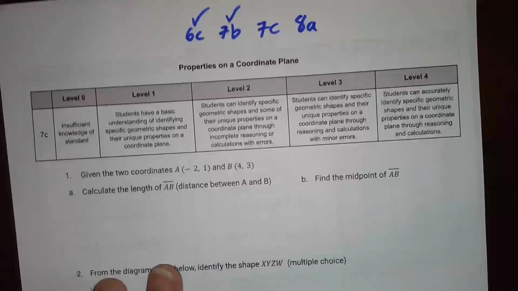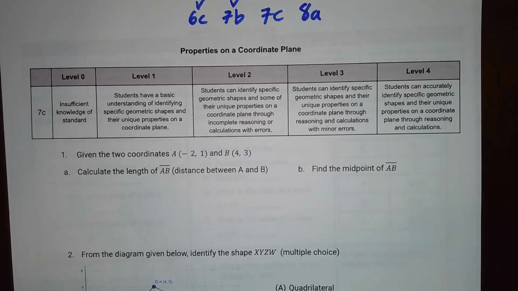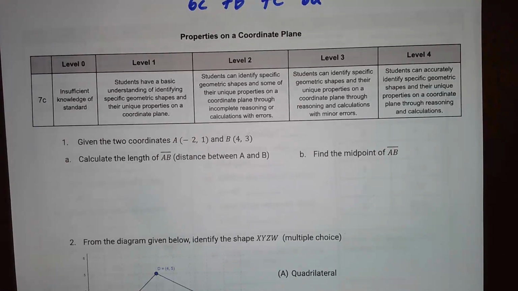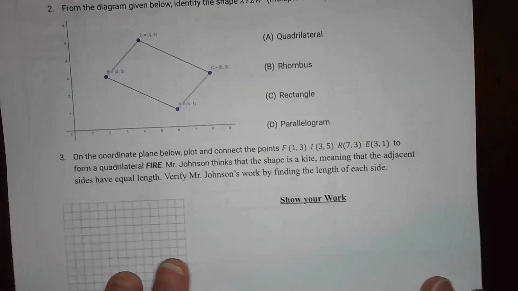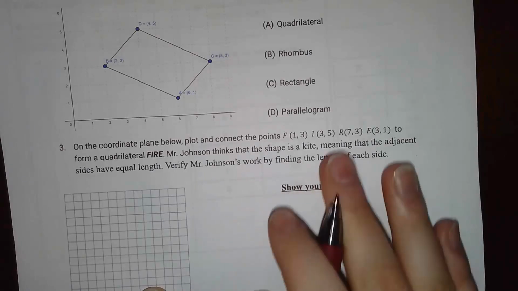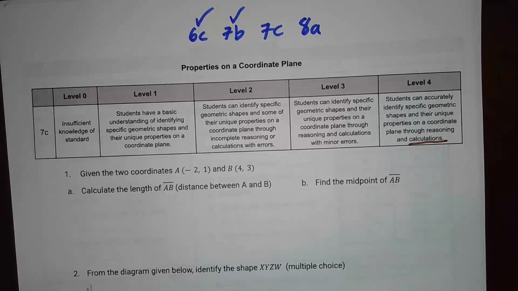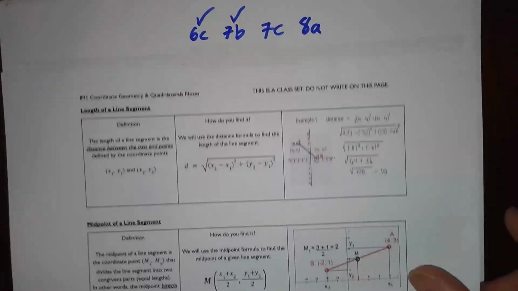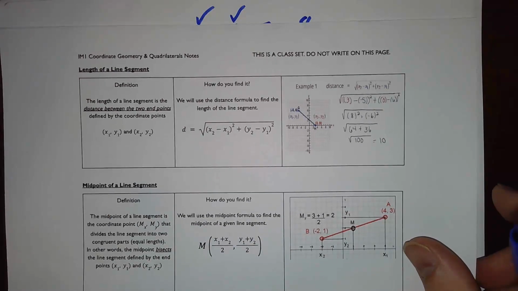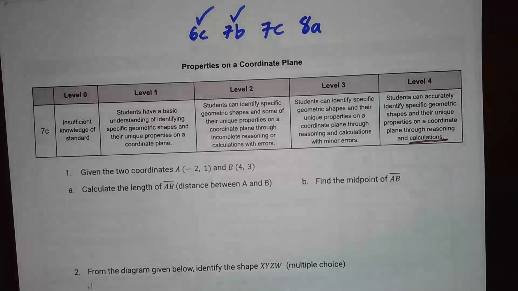So standard 7C is properties on a coordinate plane. For this standard, we need to identify shapes, plot coordinates, and identify shapes and also their qualities. We're talking about calculating midpoint and also the distance formula. Remember, the notes provided for this standard are the ones shown here. I'm going to use these notes as I solve number 1.